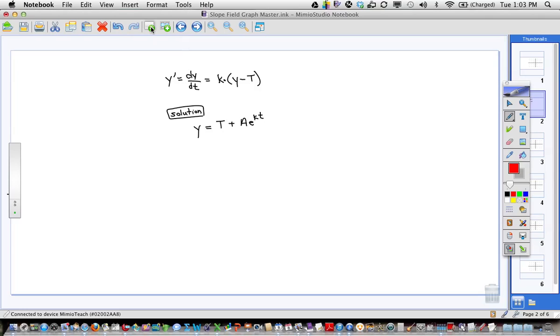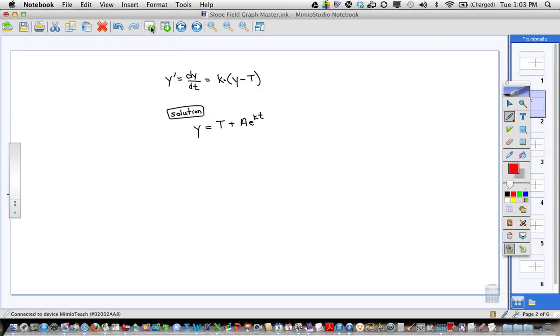Little t, right? And the output variable is y. Now, of course, we can see that right here where it says dy dt. The dt tells us that the input variable is t. The capital T is the surrounding temperature, the air temperature surrounding the object. So that's a constant. We'll call that a constant. A is just some other constant that's involved depending on the initial conditions.